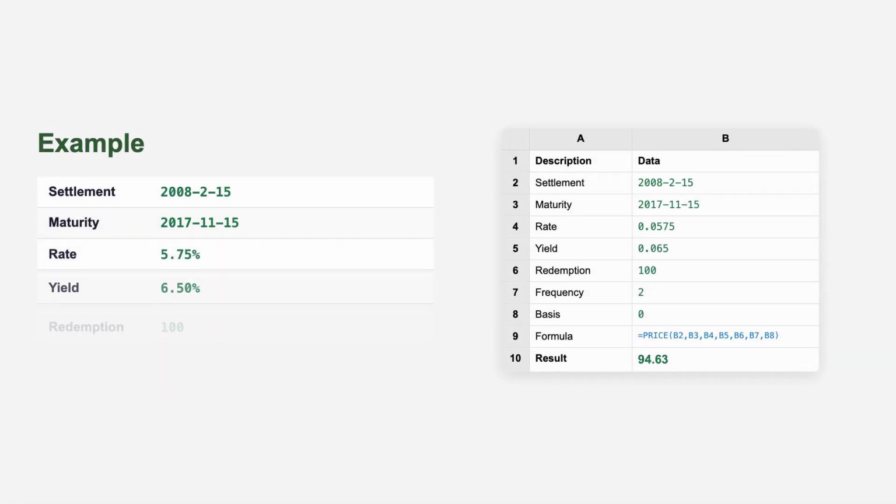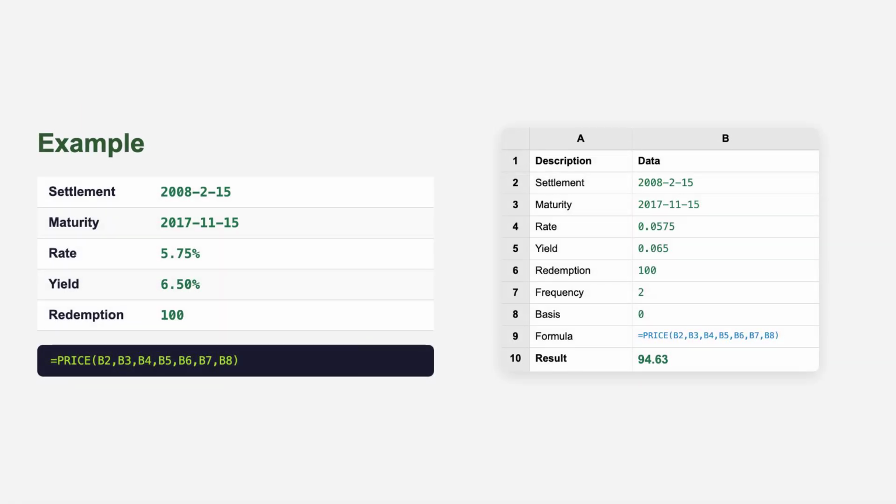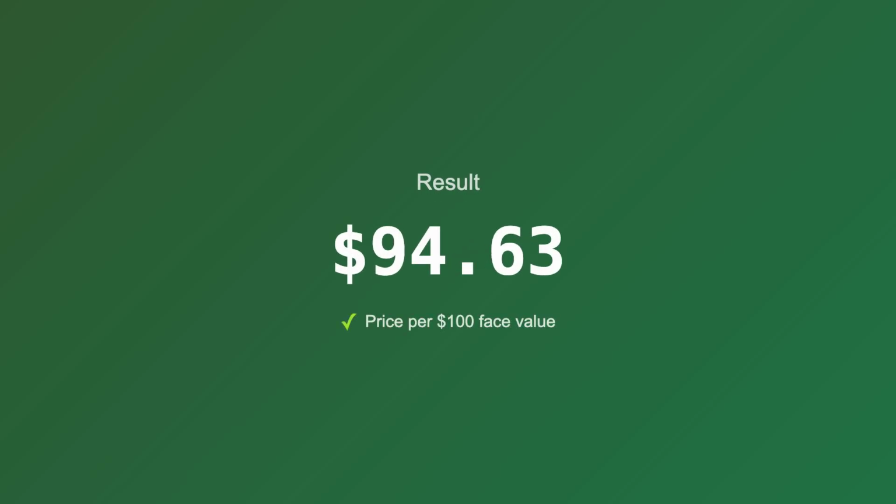Here's an example. We have a settlement date of February 15, 2008, a maturity date of November 15, 2017, a coupon rate of 5.75%, a yield of 6.5%, a redemption value of 100, semi-annual frequency, and basis 0. The formula is PRICE(B2, B3, B4, B5, B6, B7, B8). The result is $94.63 per $100 face value.